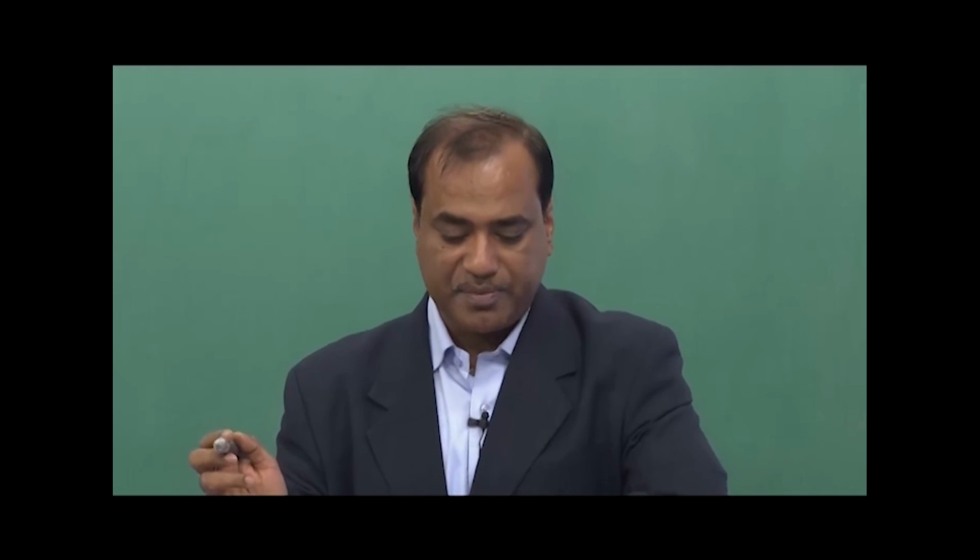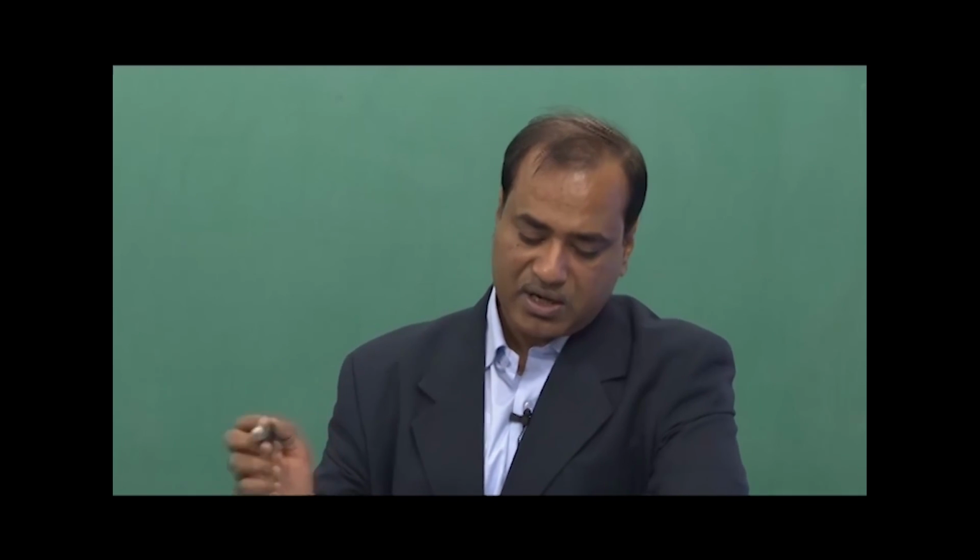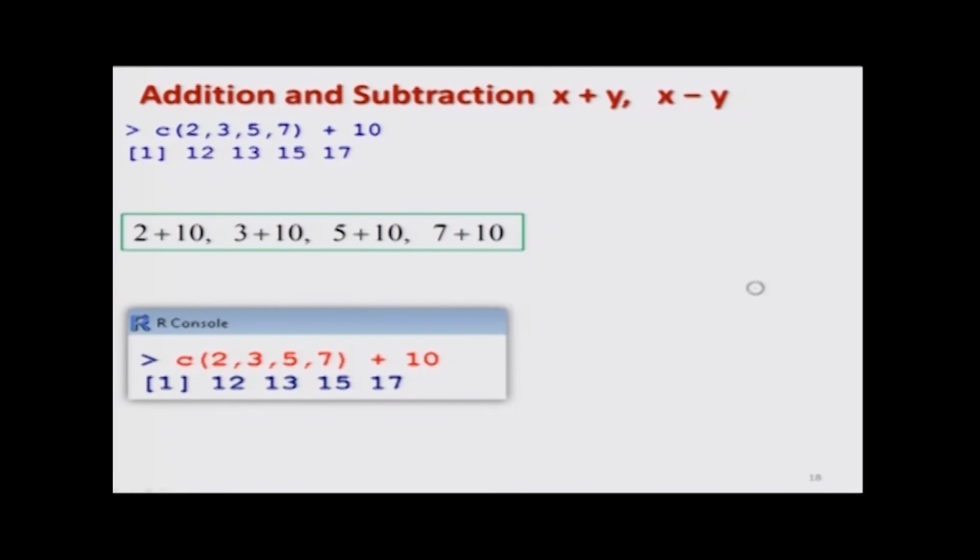Okay. And similarly, when I am trying to do addition and subtraction, you can see we have the simple rule that I am trying to take a vector of 2, 3, 5, 7 and I am adding one scalar value 10. Then this value is being added to each and every element, right, and I am getting 2 plus 10, 3 plus 10, 5 plus 10, 7 plus 10, and ultimately we get this outcome, and this is the screenshot.